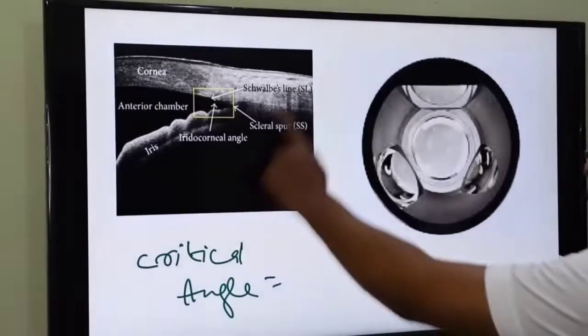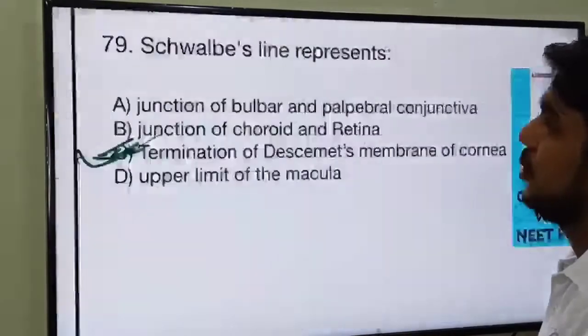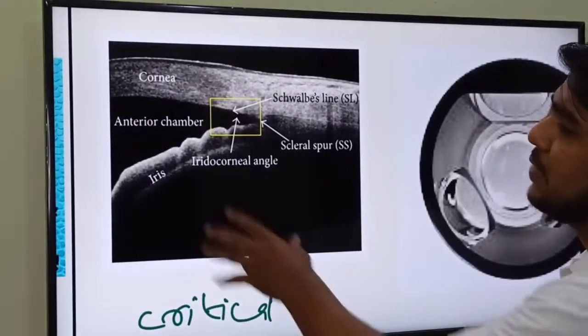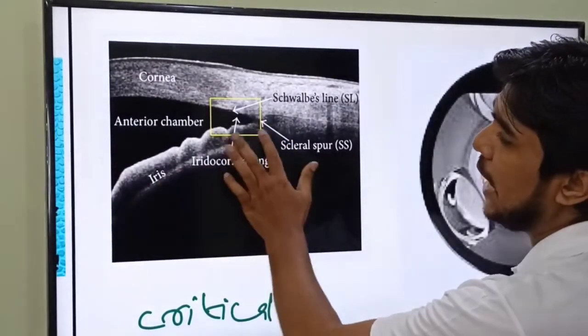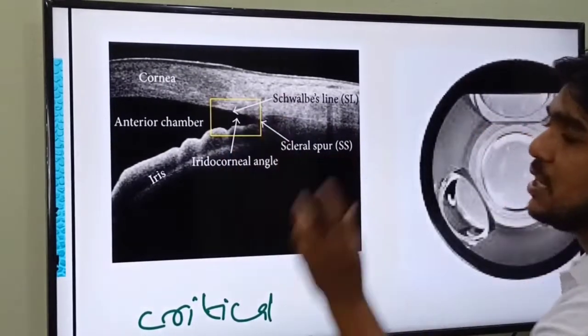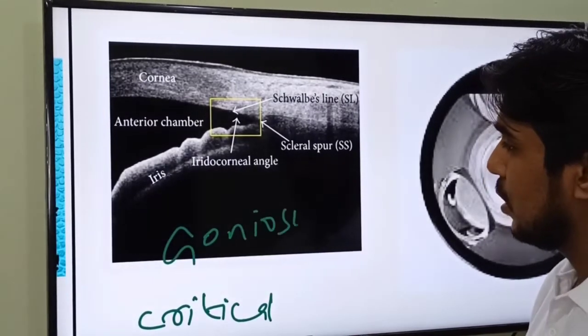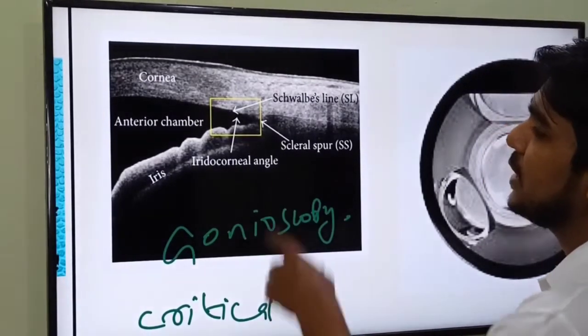Let me tell you, this is Schwalbe's line. If this is Schwalbe's line, then this is the iridocorneal angle, this is iris, this is cornea. The angle is called the iridocorneal angle. This angle is seen by gonioscopy. By gonioscopy, we see this.